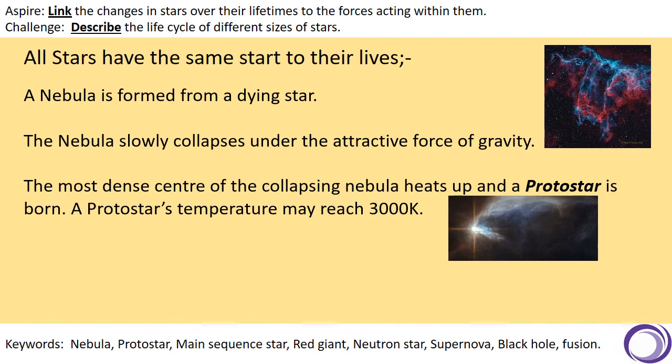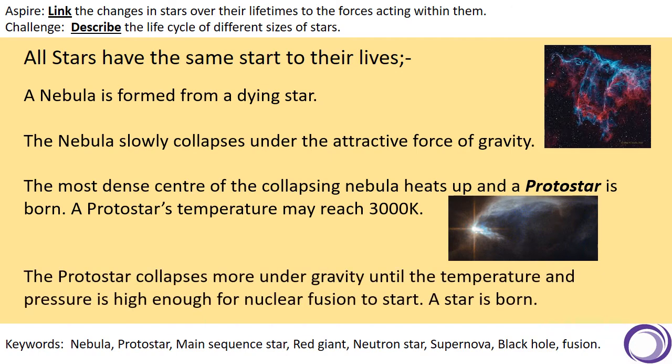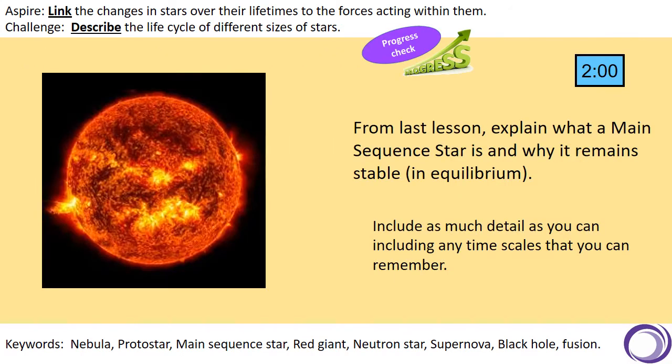And a protostar, it's not got nuclear fusion, but it will get hot, up to about 3000 Kelvin. This then collapses more under gravity until eventually the temperature and the pressure is high enough for you to get nuclear fusion. And then we've got a star that we describe as a main sequence star, and it has this long period of being stable. So that's the same for all stars. Remember that to start with.